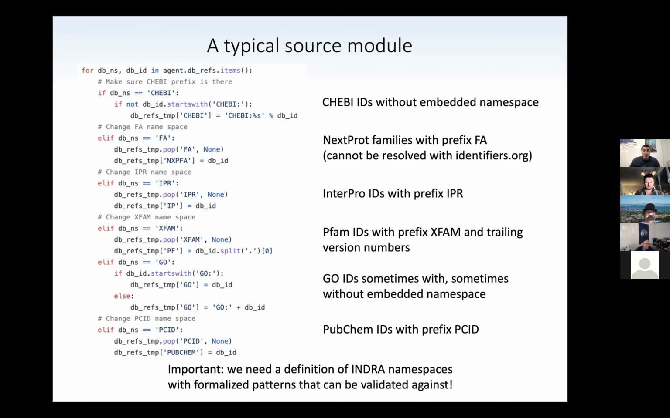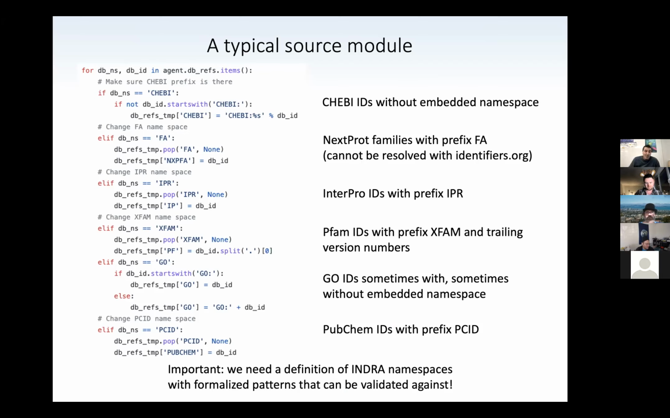We are getting InterPro IDs with the IPR prefix, which is non-standard. For some reason, the Pfam IDs use the XFAM prefix, again, non-standard. GO IDs sometimes come with and sometimes come without the embedded namespace. We have to handle that. PubChem IDs are using the PCID namespace because somebody implementing that system decided to choose that. And so this is just one out of the many, many modules that were listed on the previous slide.